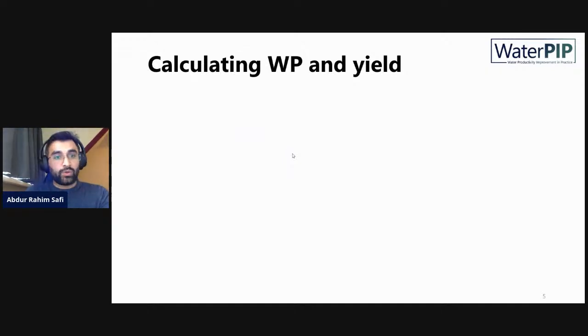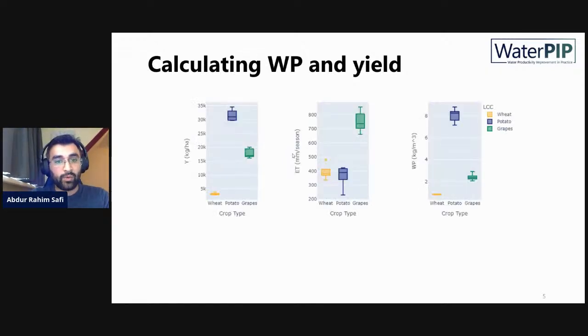The first step is to calculate water productivity and yield. We did calculate yield and water productivity, and you can see that three crops are selected for this purpose: wheat, potatoes, and grapes.